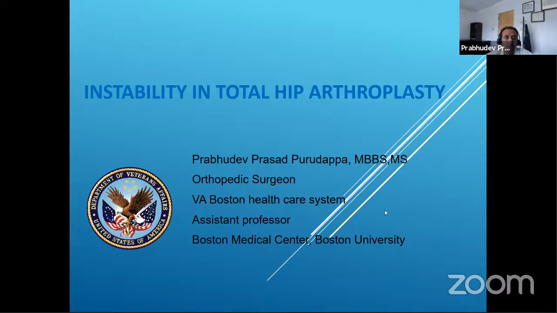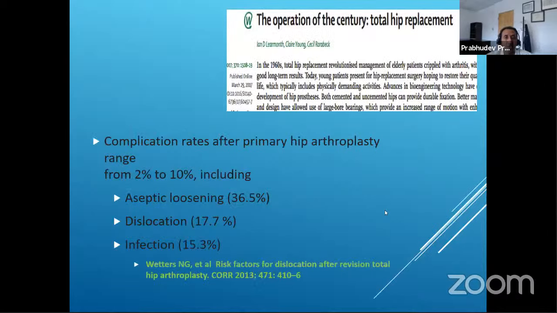And today I'll be talking about instability in total hip arthroplasty. It's definitely a very important topic, and I'm sure many of you are interested in this. As we all know, hip replacement is one of the very successful operations, and many have even called it the operation of the century. But it's not without complications.